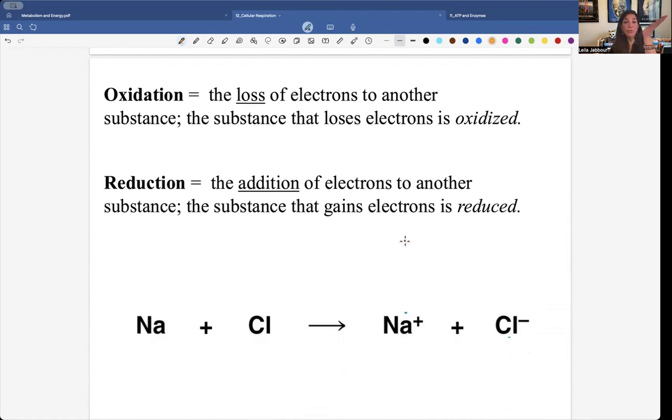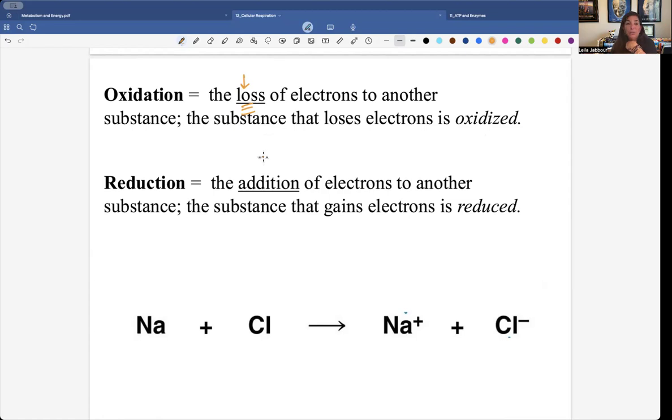So the definition of oxidation is loss of electrons. Loss of electrons, and that electron will go to another substance. So the substance that loses the electron becomes oxidized. If you want to remember, oxidation is losing an electron versus reduction is actually gaining an electron.